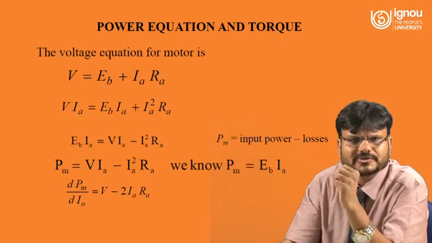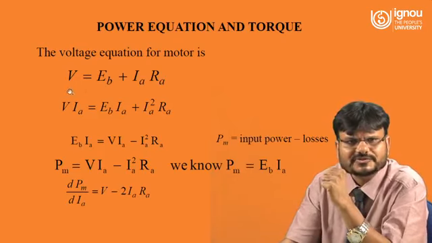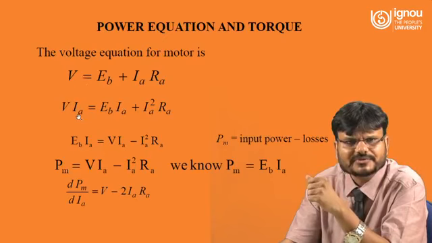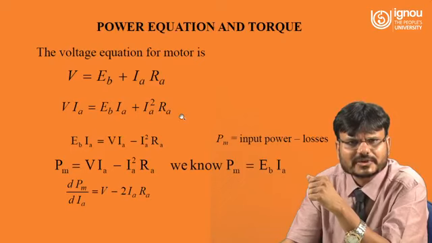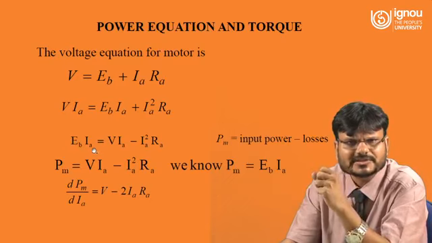Now in very short we are going to discuss the power equation and torque. So you can write the equation V equal to E_b plus I_a R_a. Multiply it by the armature current on both sides. So V into I_a is equal to E_b into I_a plus I_a squared into R_a. Here you can notice E_b into I_a is equal to V I_a minus I_a squared R_a, and this E_b into I_a is nothing but the mechanical power developed in the DC motor. So it can be written as P_m equal to V I_a minus I_a squared R_a.